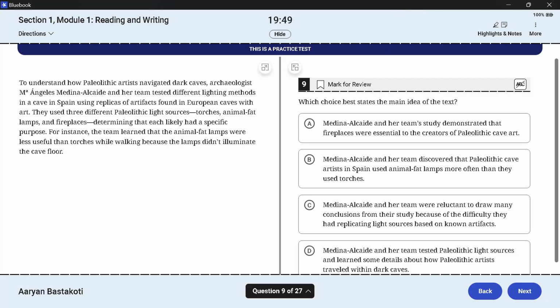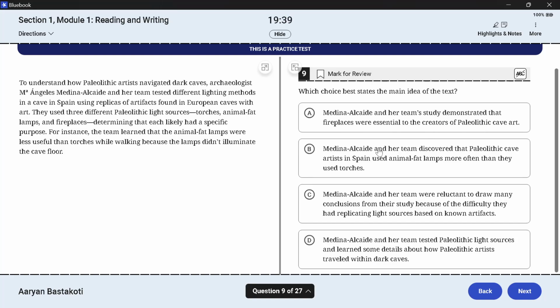Okay. Medina-Alcaide and her team's study demonstrated that fireplaces were essential to the creators of cave art. The text does not talk about fireplaces, so not really. Medina-Alcaide and her team discovered that Paleolithic cave artists in Spain used animal fat lamps more often than they used torches. Not really. It says it is less useful.